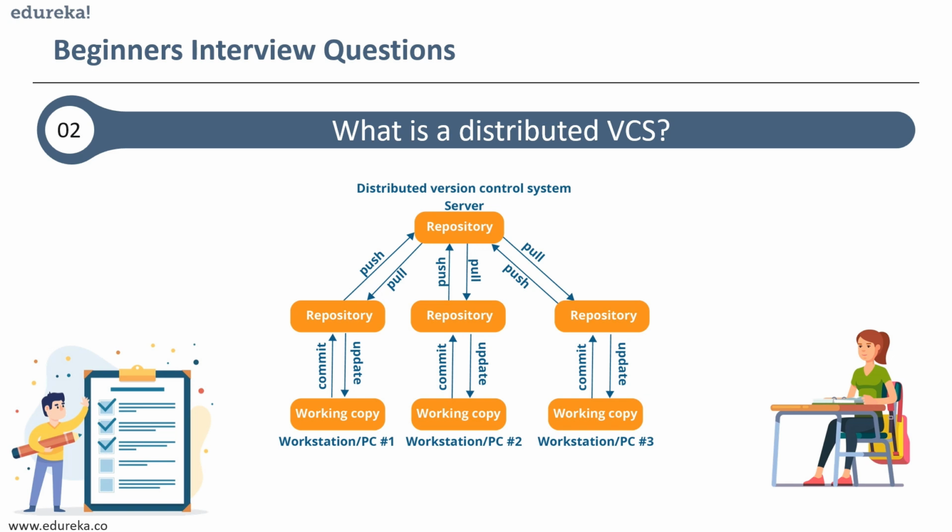So developers can commit and update their local repository without any hassles. With an operation called pull, they can update their local repositories with the new data from the central server, and the push operation affects changes to the main repository from their local repository.